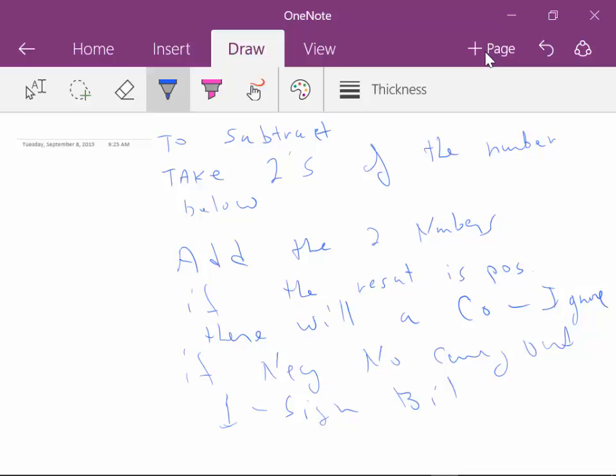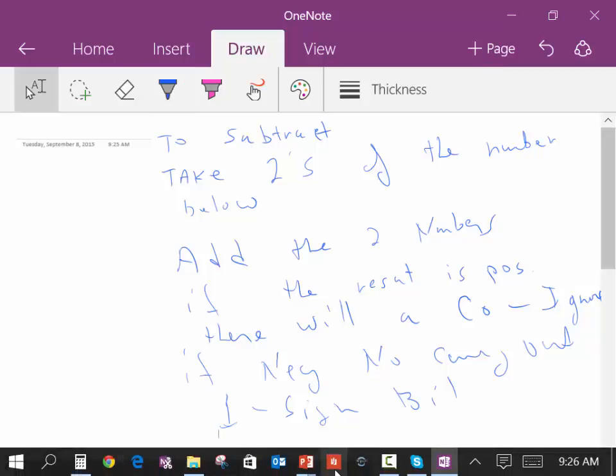Now multiplying is a little bit more tricky. We're not going to get into much dealing with multiplying and dividing. So, okay, let me go back to our book here.